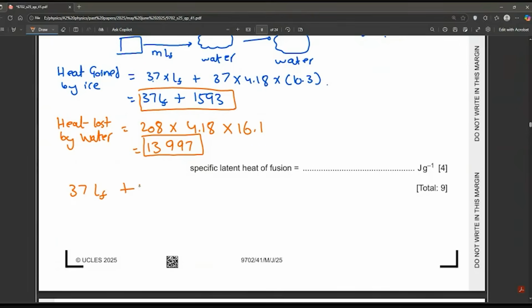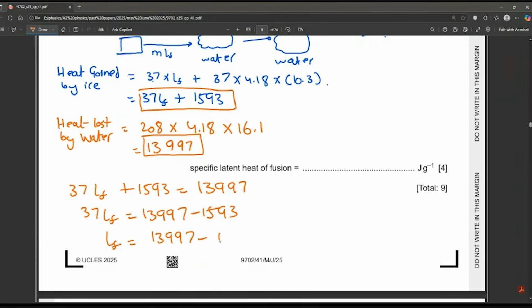37 LF plus 1593 is equal to 13997. 37 LF is equal to 13997 minus 1593. LF will be equal to what? 13997 minus 1593 divided by 37. What answer is coming? LF comes out to be 335 joules per gram.